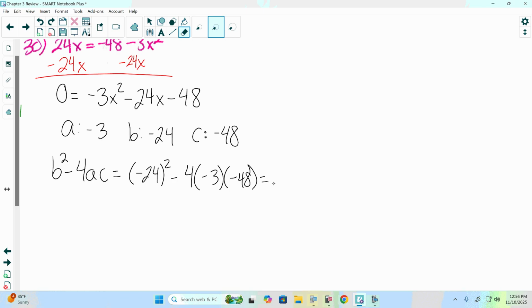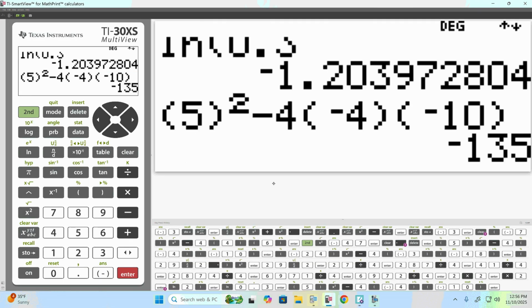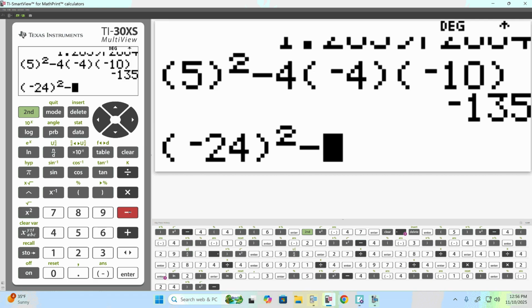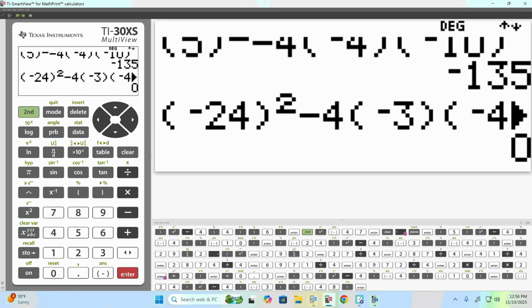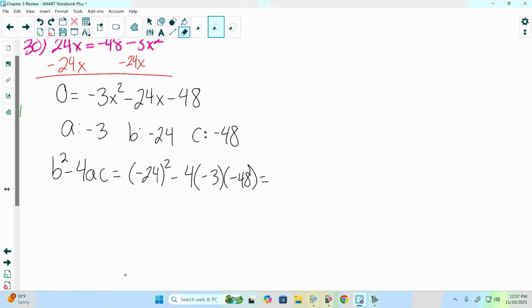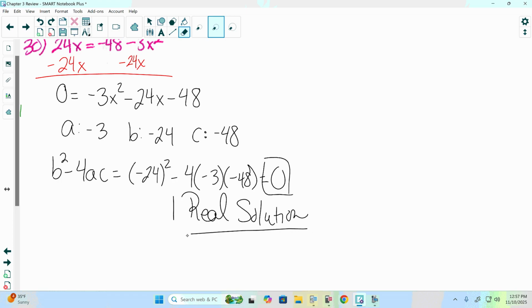Do make sure to put parentheses, especially around the negative 24. It will change the answer if you don't have them. And the correct answer is 0. Now, because it is equal to 0, we have one real solution. And that's it. That's all this is looking for.